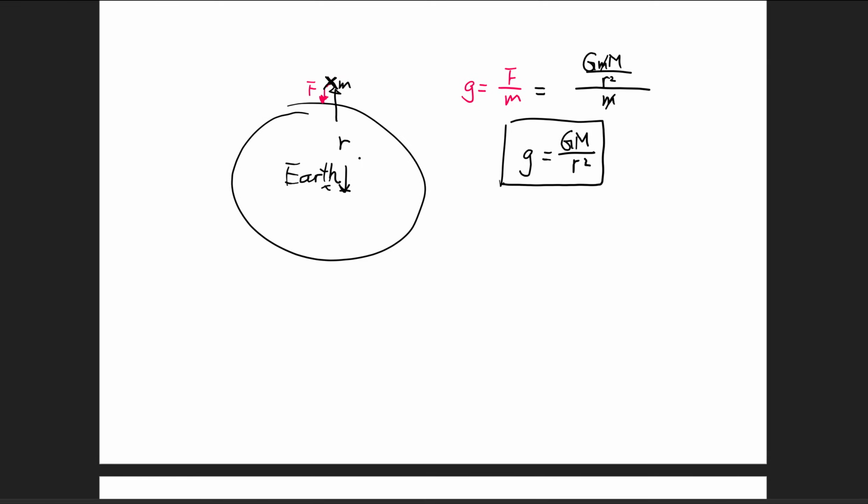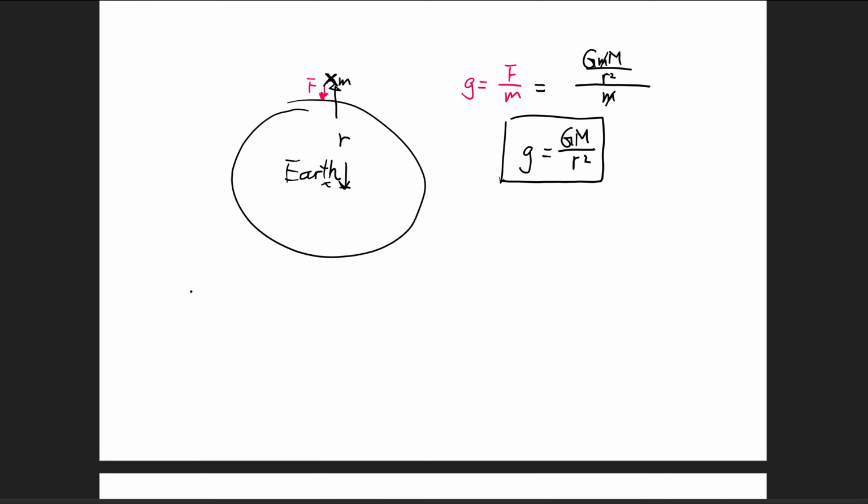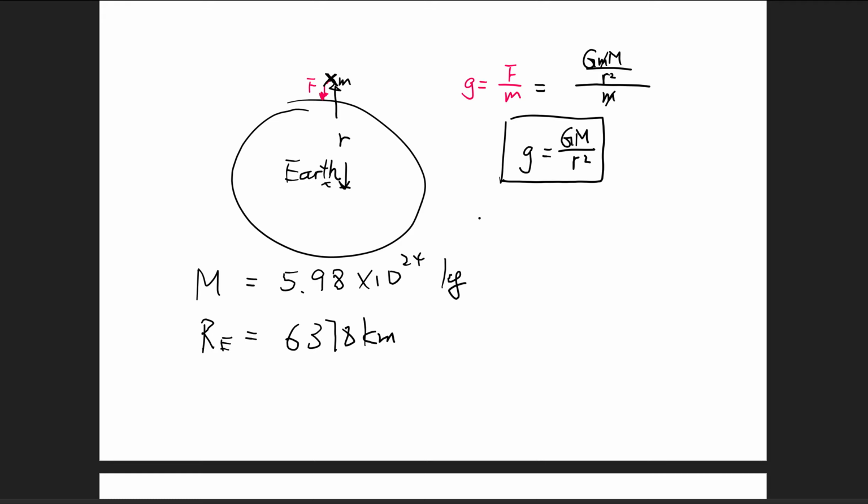So let's calculate. Let's have a look at, for example, the Earth. The mass of the Earth is around 5.98 times 10 to the power 24 kilograms. And the radius of the Earth is around 6,378 kilometers. So let's find the gravitational field strength on the Earth's surface.